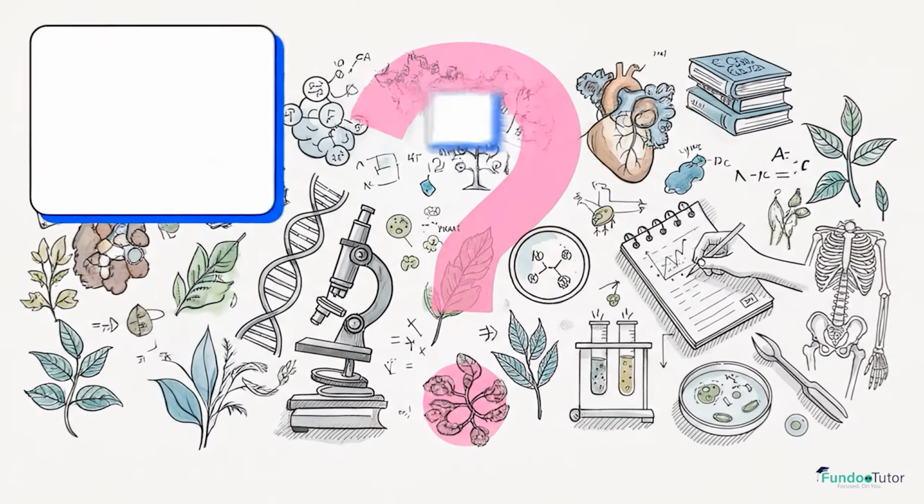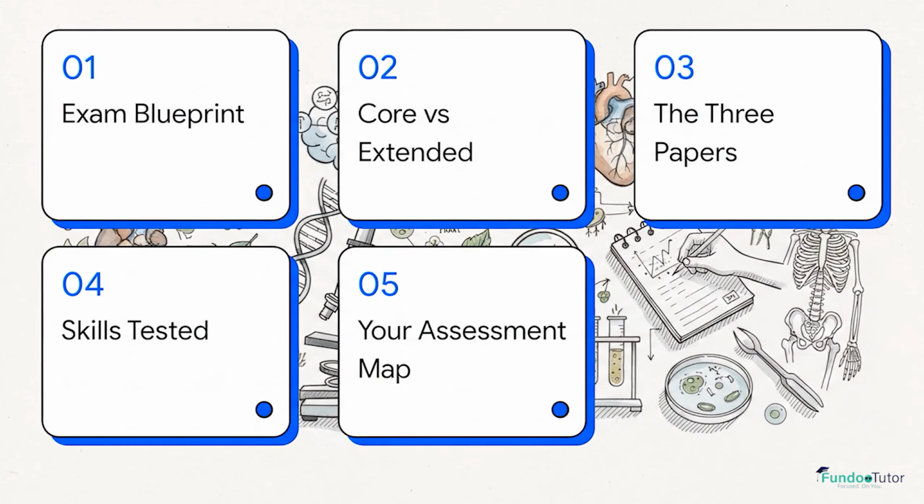Here's our game plan for today. We'll start with the overall exam blueprint. Then we'll look at the two main paths you can take, core versus extended. After that, we'll dive deep into the three different papers, figure out what skills are actually being tested, and finally, we'll pull it all together into one final assessment map.